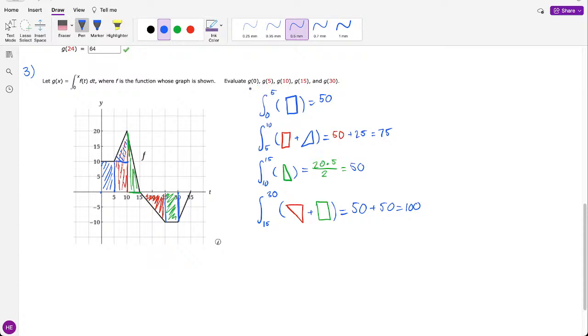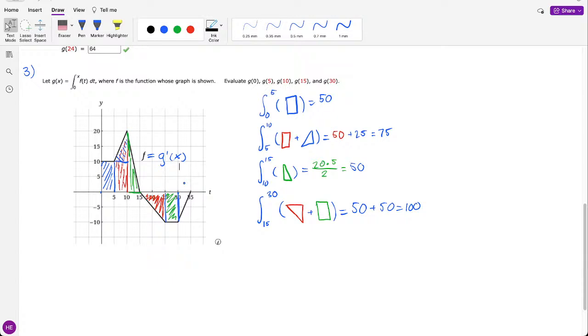But the function g is the antiderivative of f. So since this is f, then g prime of x equals f of x. So we need to find g, which is the antiderivative of f.